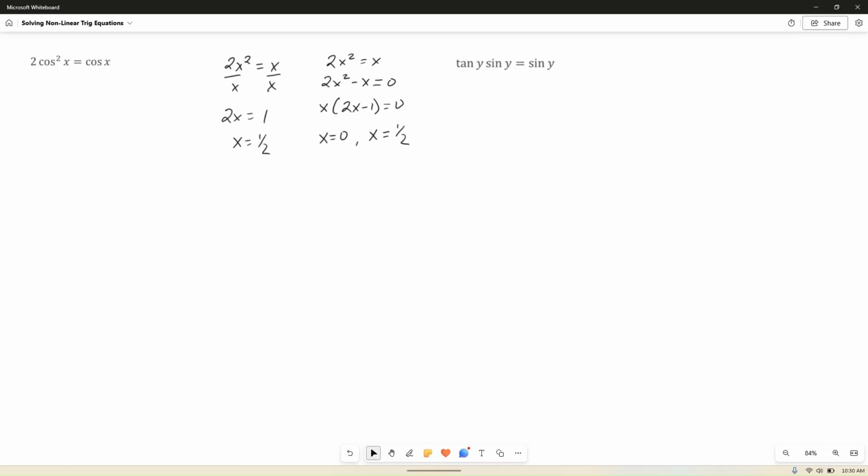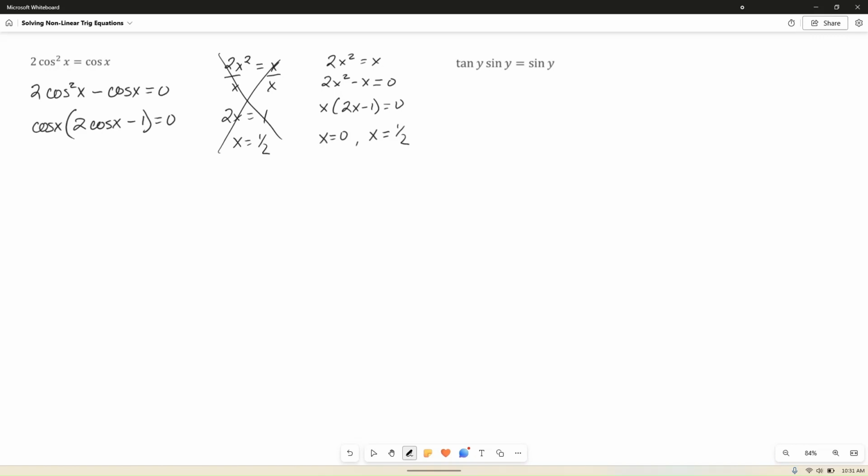So 2 cosine squared x is equal to cosine x. If we subtract the cosine x from both sides of the equation, we'll be left with 2 cosine squared x minus cosine x is equal to 0. Now we can factor out a cosine x, and we're left with cosine x times the quantity 2 cosine x minus 1 is equal to 0. And just like with the algebraic method, we don't want to divide by that x. We can factor and take each of the two factors and set them equal to 0.